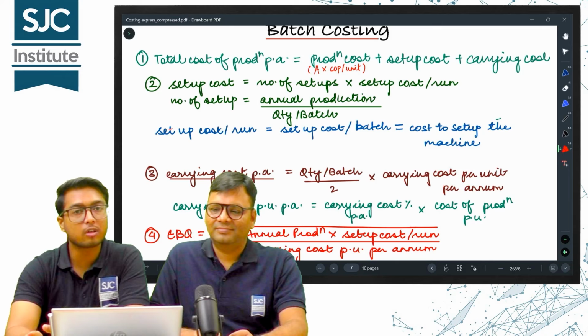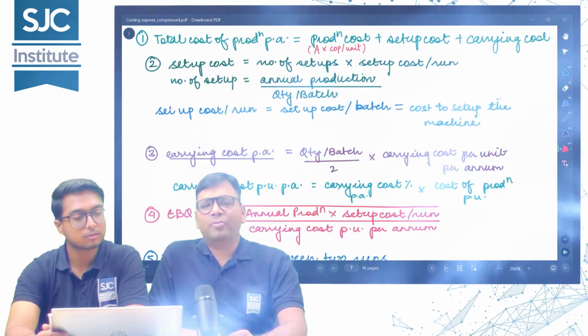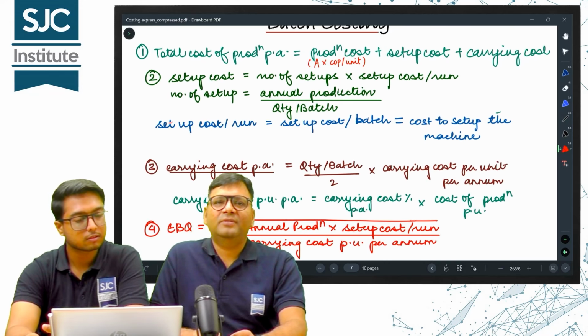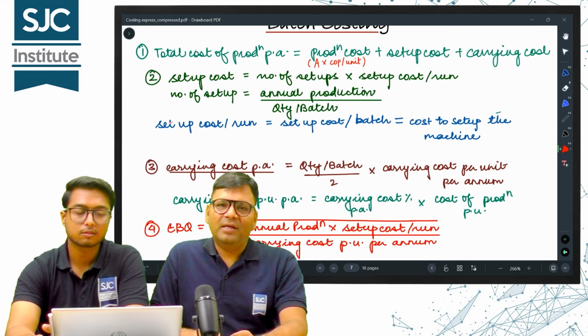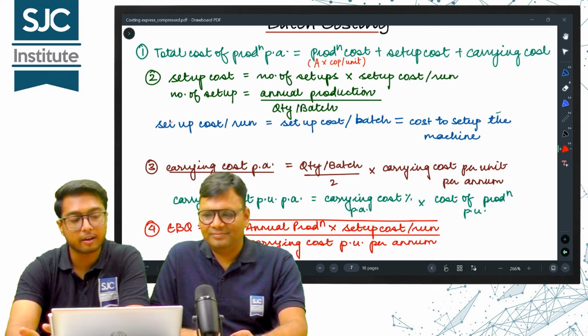Many a times production cost is not given in the question. So what we do is we compute the production cost. What is the formula for computation? Annual production into cost of production per unit. Cost of production per unit is calculated by taking your simple cost sheet funda, which is material plus labor plus overheads. Setup cost is equal to number of setups into setup cost per run.